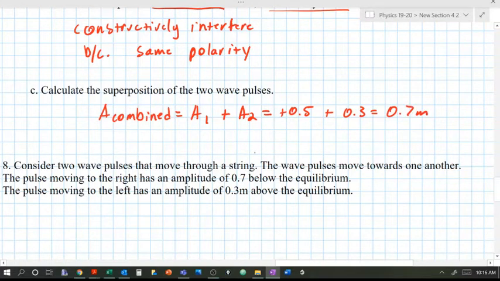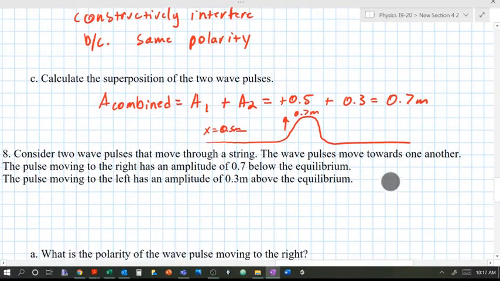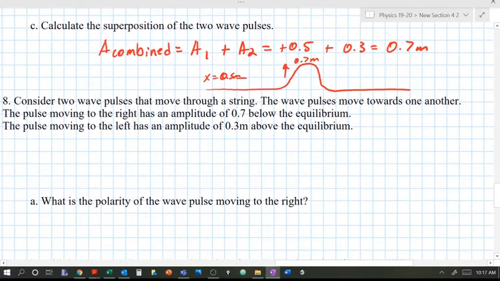So when they interfere in that string, they're going to make a pulse that's even higher. If that is a height of 0.5 meters, this would be even higher, 0.8 meters, when they interfered with one another. Okay, so that would be the combined amplitude as they pass through or interfere with one another. The string would go up to 0.8 meters. That pulse would go up to 0.8 meters above the equilibrium.